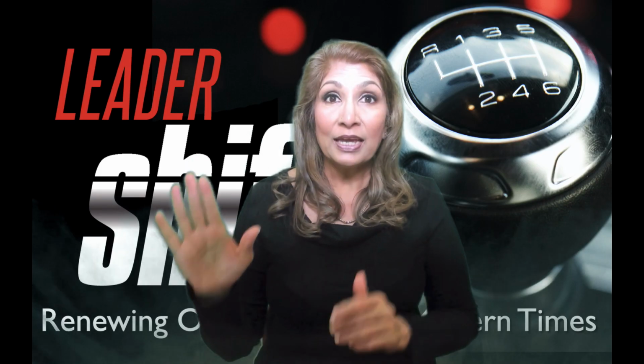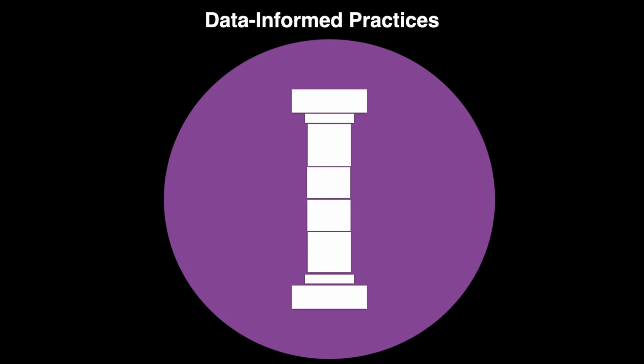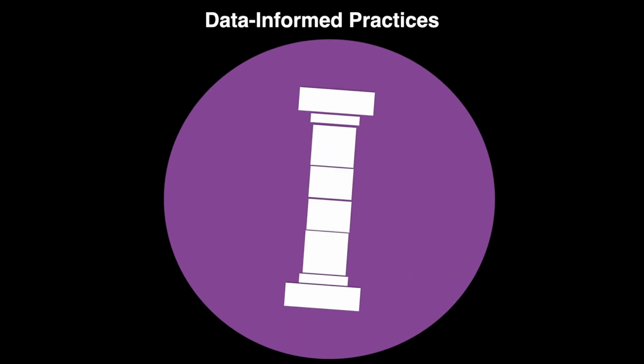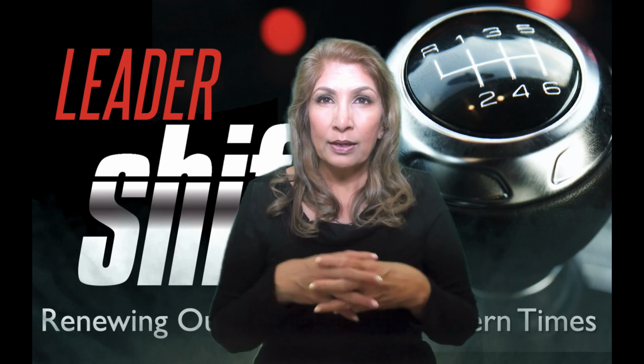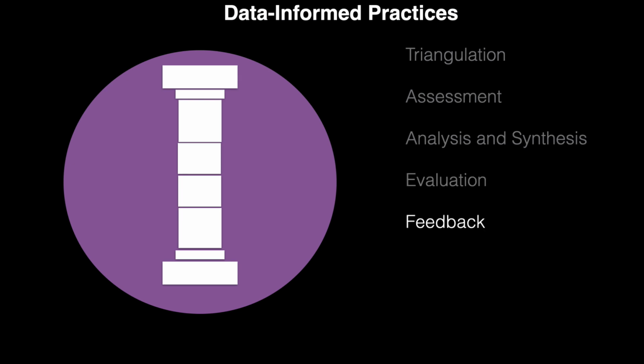Pillar 5 is data-informed practices, or how data is used to inform practices and decision-making within the organization. The elements include triangulation, assessment, analysis and synthesis, evaluation, feedback, feed-forward, accountability, and reporting.